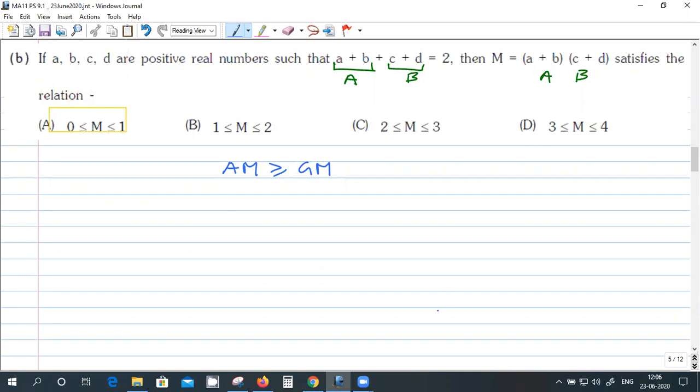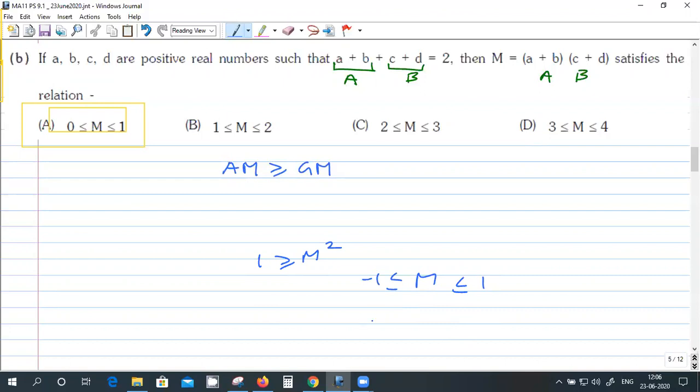Sir, answer is A. Yes. But when you take the square, we'll get this one, right? M is greater than or equal to M square. Okay, so M will lie between minus 1 and plus 1.